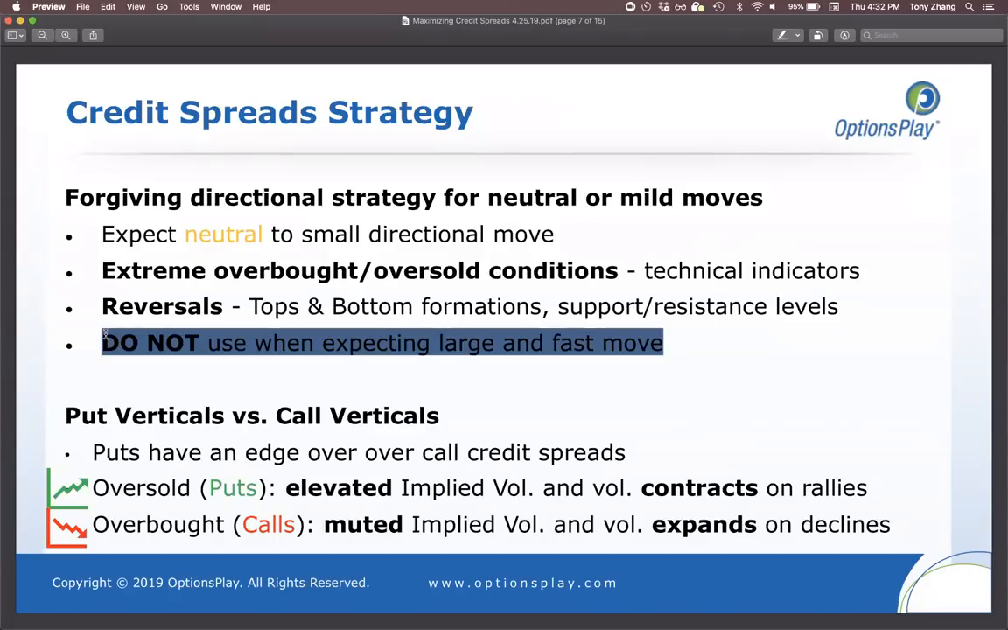So now that we've talked a little bit about the strategy itself and when you should use it, I do want to bring up some of the things that we've learned from all of the back testing that we've done on this specific trade.